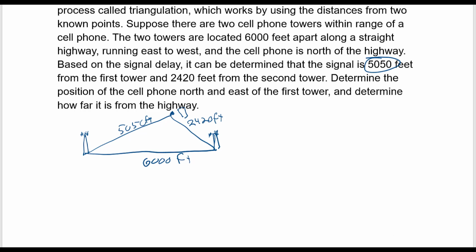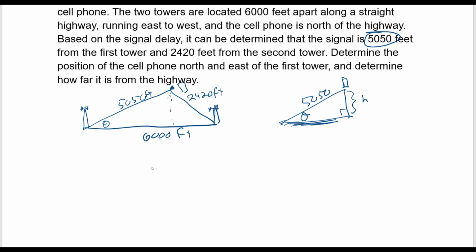So what is our goal? We want to know how far the phone is from the highway. We want to know this distance here. So if we can find a right triangle like this, we can find the height of this triangle. So there's a cell phone, and there's the highway down here. And we know this is 5,050. So if we can get this angle, call that theta, we can use opposite over hypotenuse, which is sine, to find out what h is going to be. So let's find out what theta is going to be.